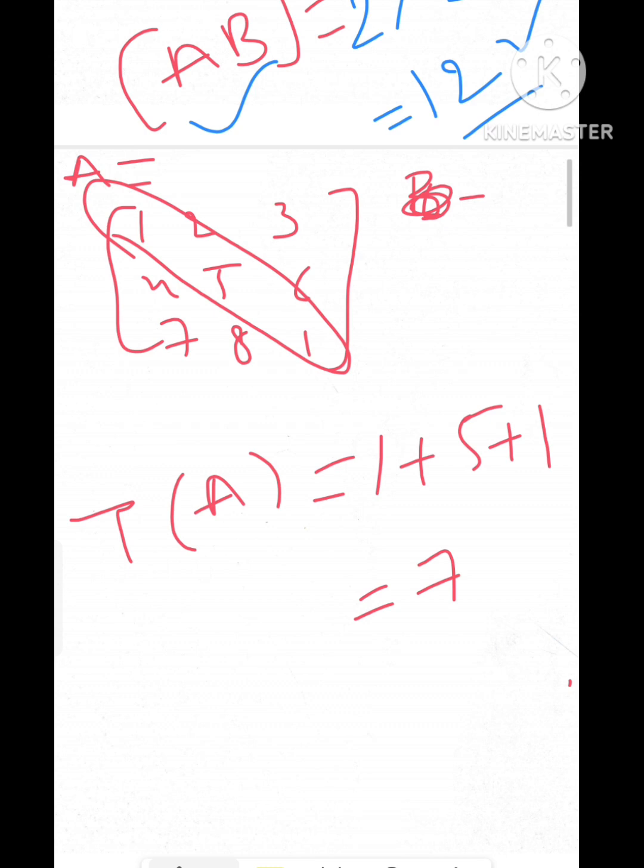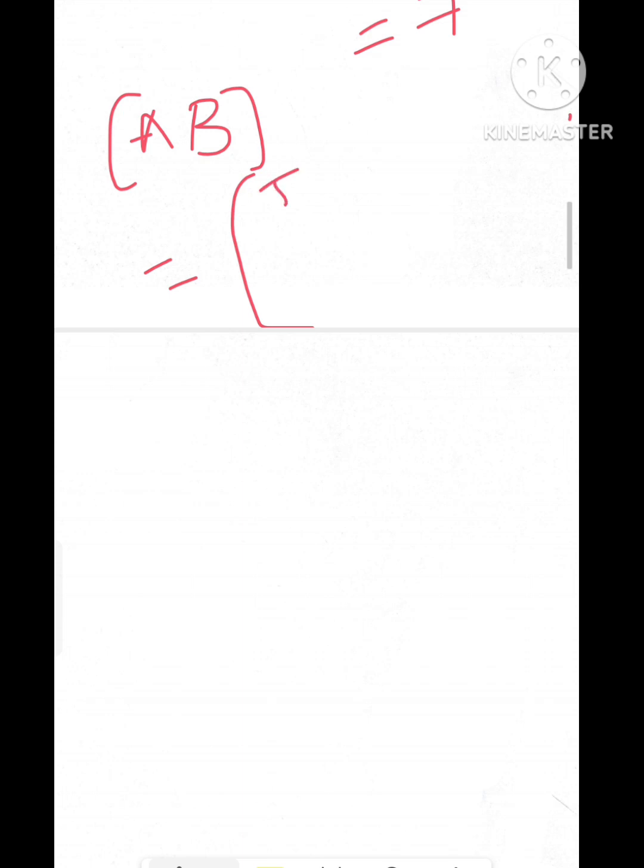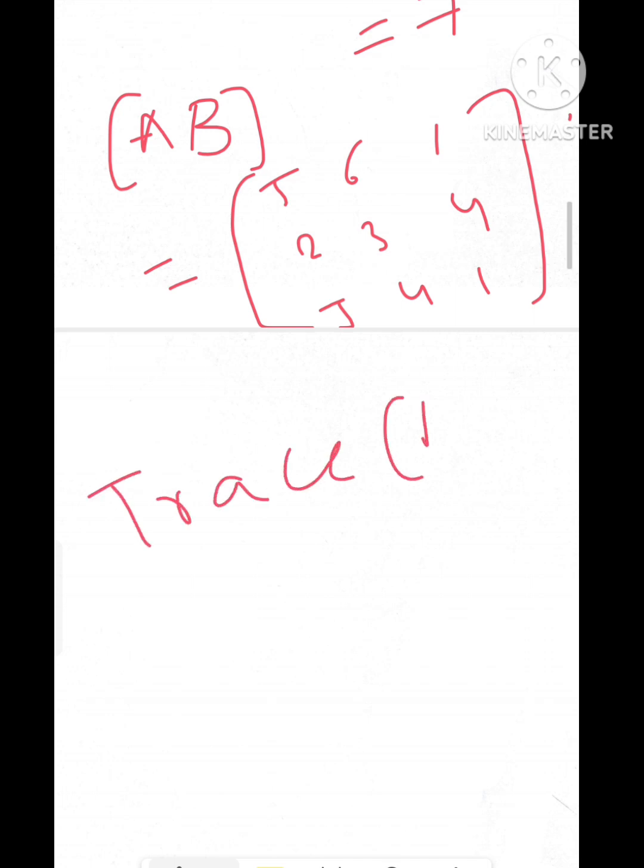And also, in the exam they will give the multiplication AB matrix, which is equal to 5 6 1, 2 3 4, 5 4 1. So they will give the AB matrix and ask to find the trace of BA. Generally, if they give A and B matrices separately, we first multiply B and A, and then find the trace of the matrix.